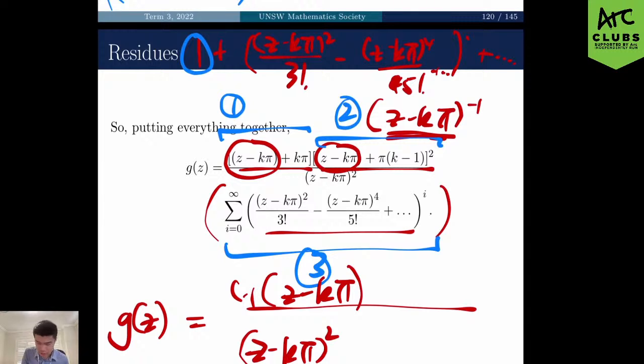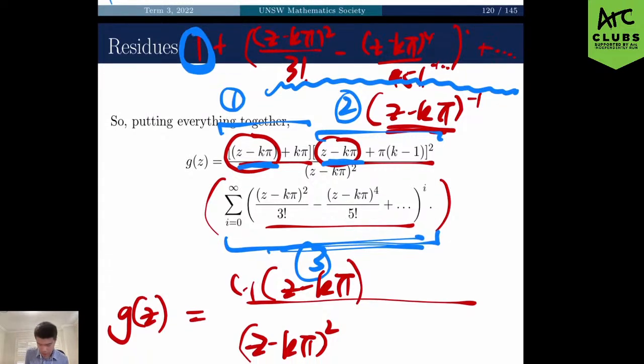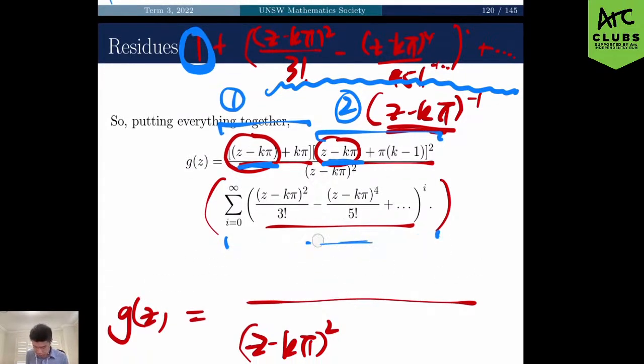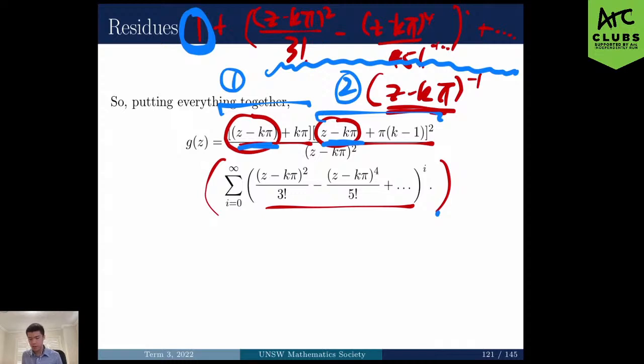Which means that when we multiply things together, it's not going to be possible for us to use any term in this bracket expansion other than 1. So in this entire expansion, we can only use the 1. Let's write that out. To find the coefficient of (z - kπ) to the -1, we'll use the 1 from over here. That means the terms we multiply together from terms 1 and 3 need to have power 1.